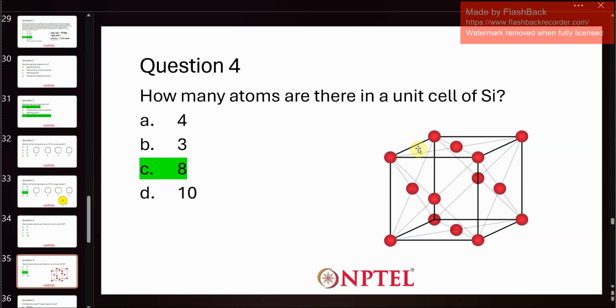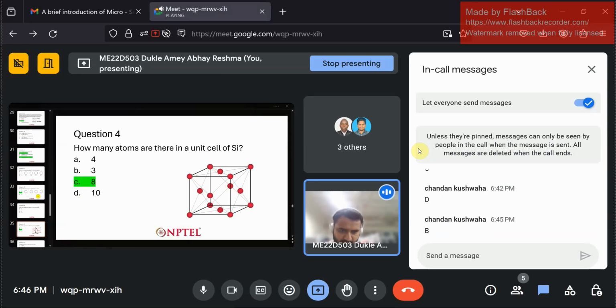So any questions? These are fairly about remembering. No, the answer is not B. The answer is C. Okay. So basically, silicon is a closely packed structure. It has sp3 hybridization, which is what occurs in silicon.